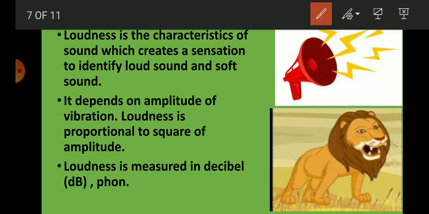Students, you very well know what amplitude is. Amplitude means the maximum displacement from its mean position. So when loudness increases, that means amplitude also increases. Amplitude increases, loudness increases; amplitude decreases, loudness decreases. Loudness is measured in decibel or phon.